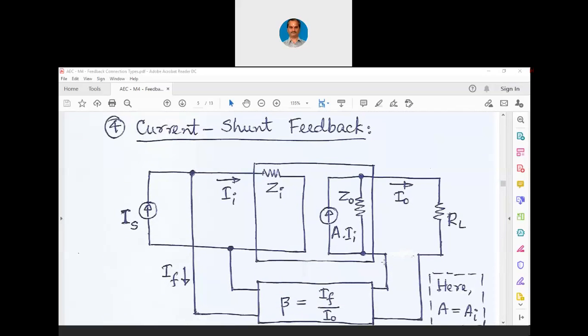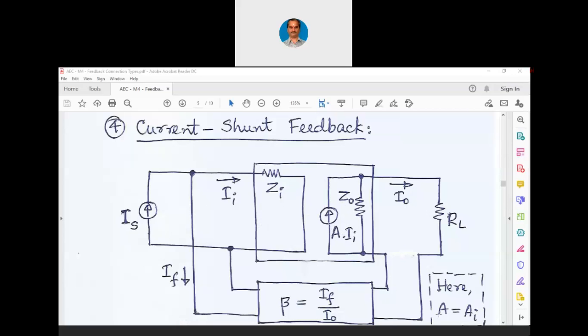Lastly, coming to the current shunt feedback. You can see this diagram here. Here output is taken as current, and at the input also it is current because it is a shunt connection at the input. Now coming to current shunt feedback, this is a current to current converter. So at the input you can see the input impedance, and at the output you can see the current source with output impedance connected in parallel. It is connected in parallel because of the current source. So now because of this, this is a current to current converter. We can call it a buffer now.